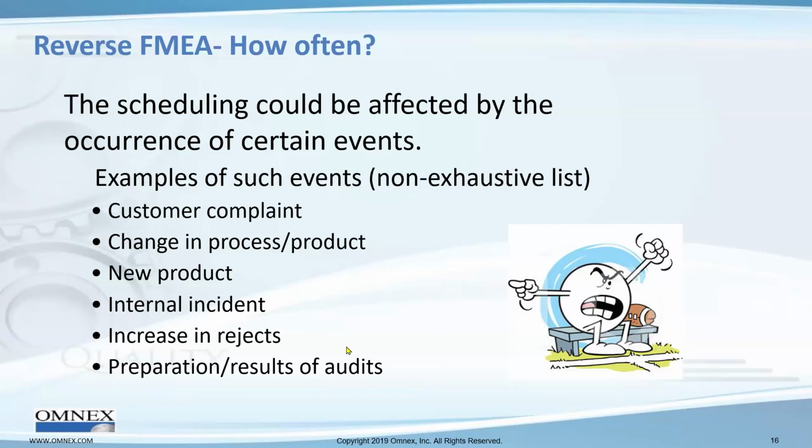So we could have an 8D, and the 8D says that the problem occurred in OP10, and during that evaluation, we could schedule our reverse FMEA as they're evaluating the problem. If we see an increase in rejects, or we may do a few reverse FMEAs in preparation for an audit, or because we got negative feedback on our audits.